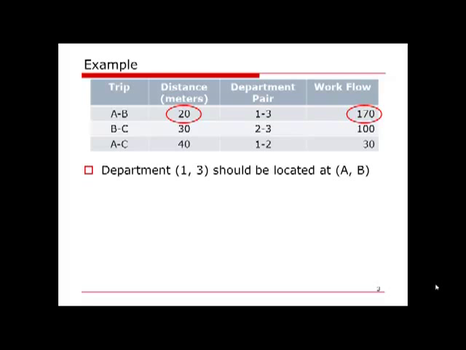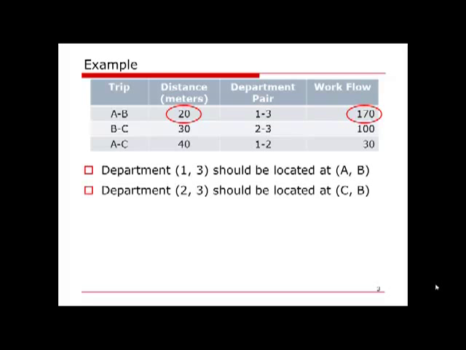So basically, the allocation process is: we pick the department pair which has the highest workflow and allocate it to the location pair that has the shortest distance. And then we do the next. We pick the next heaviest workflow department pair and allocate them to the next shortest distance location pair. So here, we want to allocate departments 2 and 3 to locations B and C.